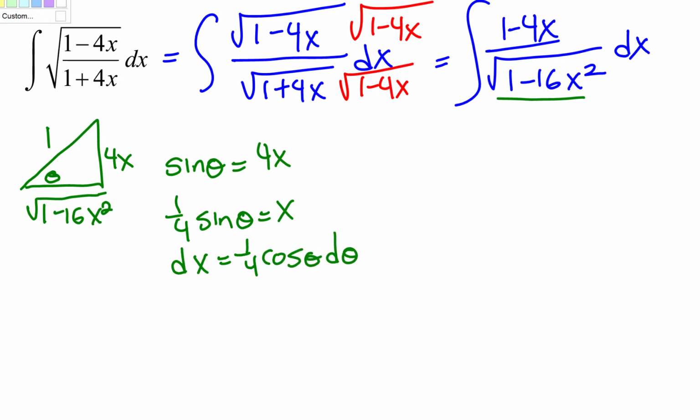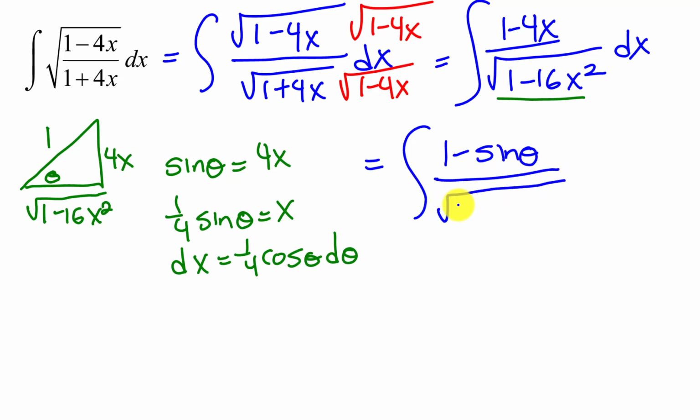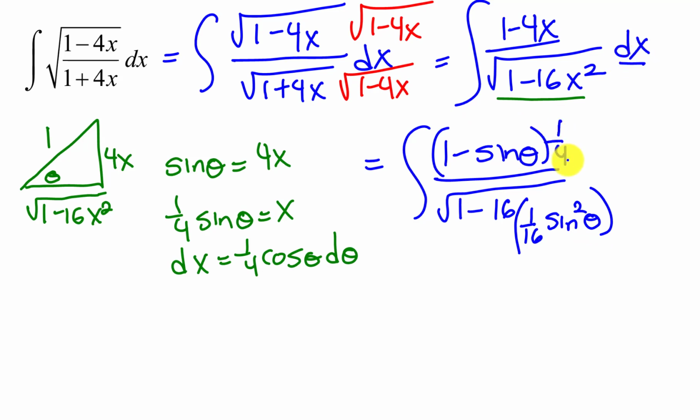Let's go back to our integral now, and let's do the trig substitution then. So this is going to be 1 minus 4, putting in a 1/4 sine theta. The 4 and the 1/4 will cancel, so this will be sine, not x, but sine theta. And that's going to be over the square root of 1 minus 16. And then we've got 1/4 sine theta squared, which is 1/16 sine squared theta. And then we also need to replace our dx with 1/4 cosine theta d theta.